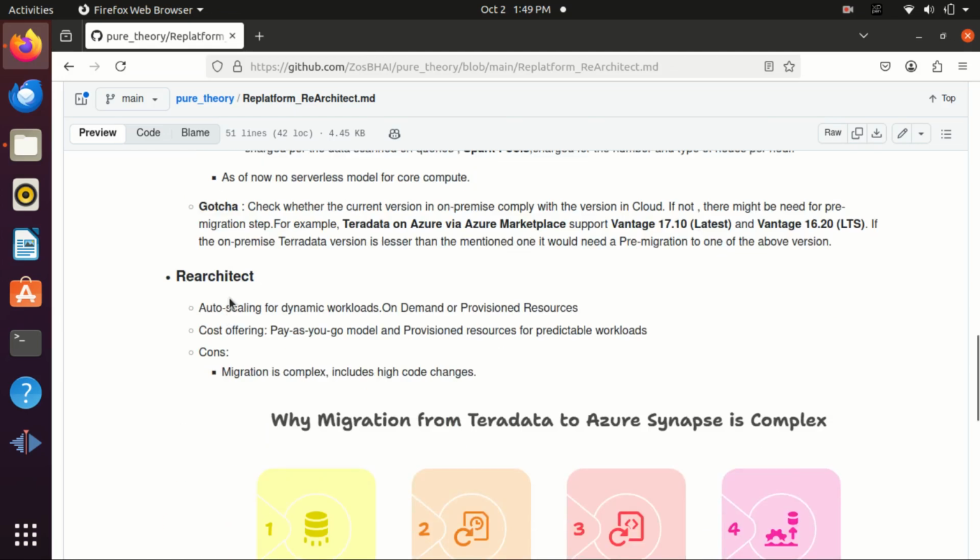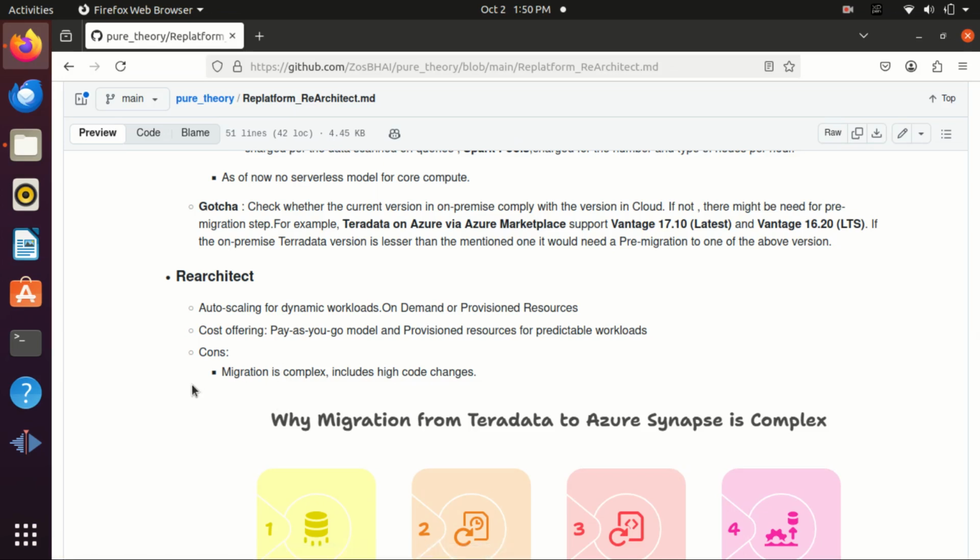of ad hoc analysis. Now coming to Rearchitect, the pros are things like auto scaling for dynamic workloads and better cost flexibility. You get options like a pay as you go model for serverless or a subscription model for provisioned resources. But the biggest drawback here is the complexity in migration compared to Replatform.